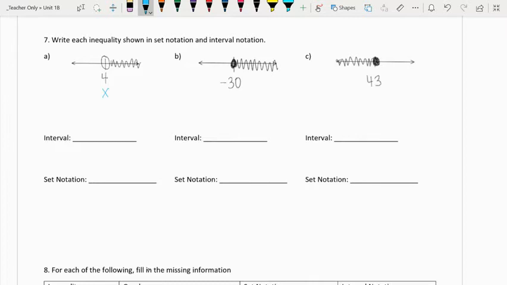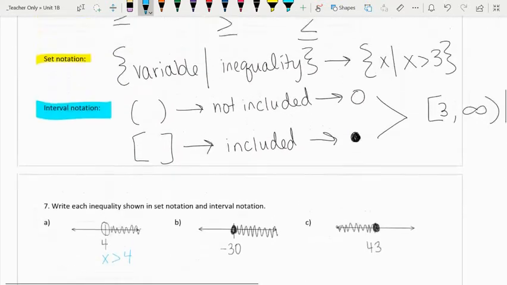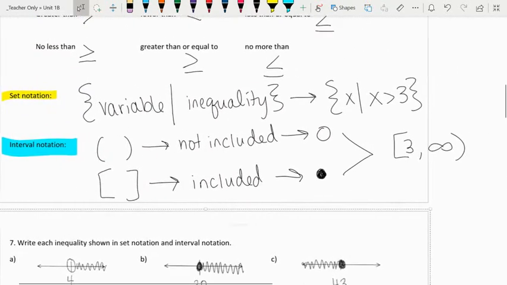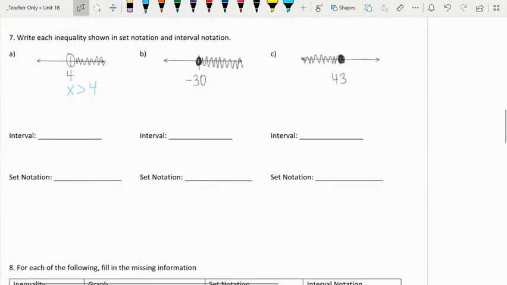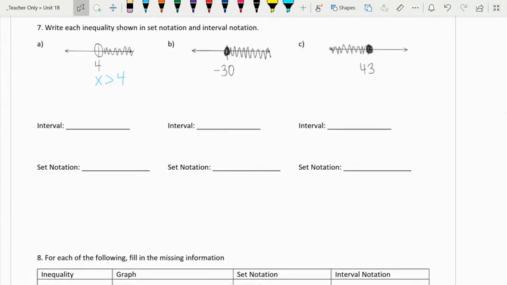So this ends up being x greater than 4. Notice how it's not greater than or equal to because it's not included, which is something we could add up here. Ones that are not included, these open circles are either less than or greater than, whereas these are equal to because they're included. So it's greater than 4. So if we look at our set notation, which is the bottom one, that means x such that, and then we write that inequality, x is greater than 4.